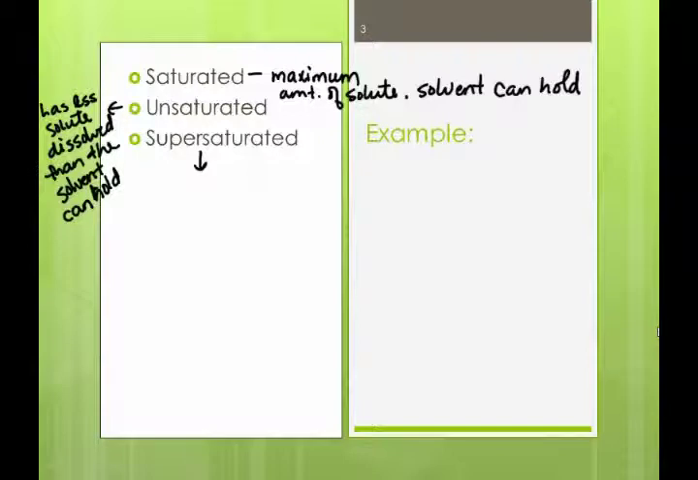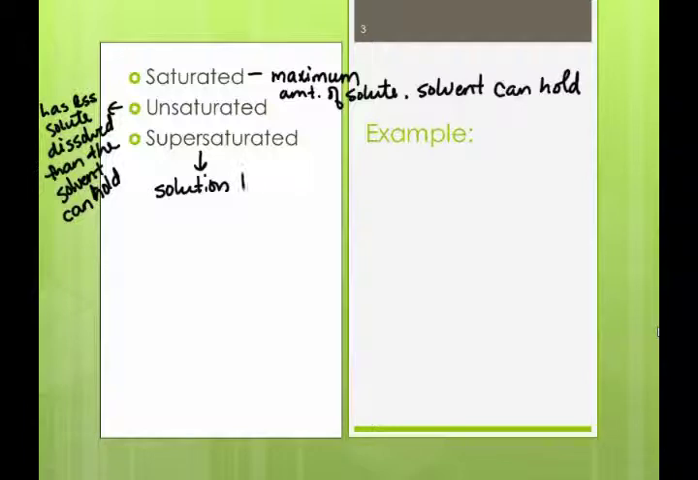Supersaturated is kind of a weird little thing because a supersaturated solution is actually a solution that has more solute dissolved than it should. Now, you might be saying, that's very odd. That's because this is a solution that has been heated. So we just talked about the fact that the solubility of solids and liquids goes up as the temperature rises. So if you took a solution that's saturated at a particular temperature and you cooled it down, and you managed to keep all of that solute actually dissolved, then you would have a supersaturated solution.